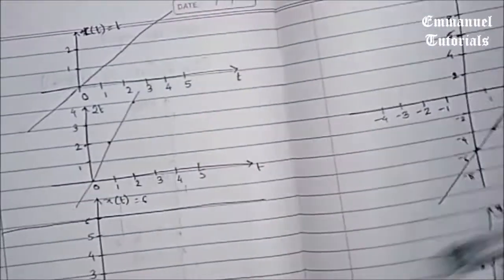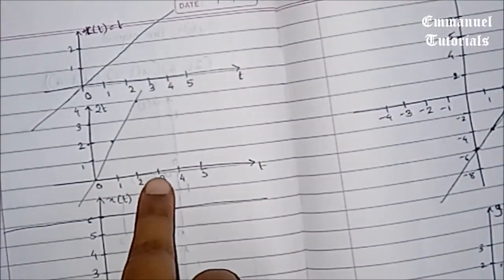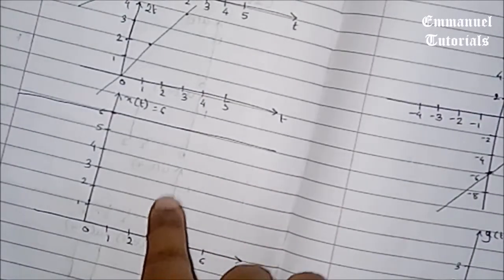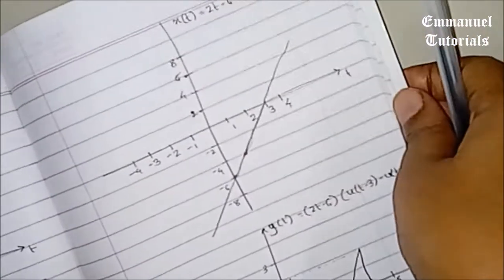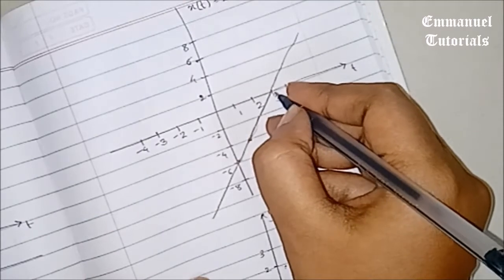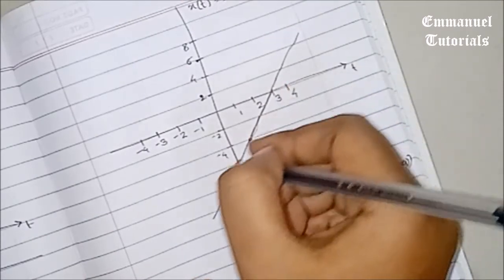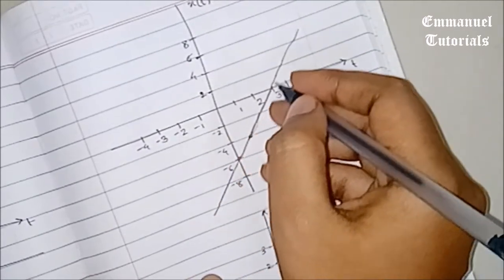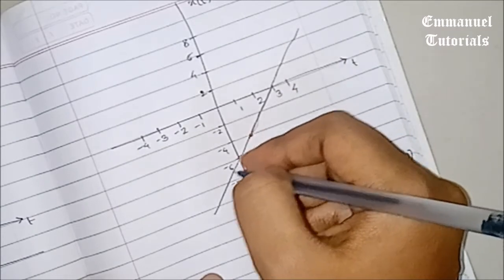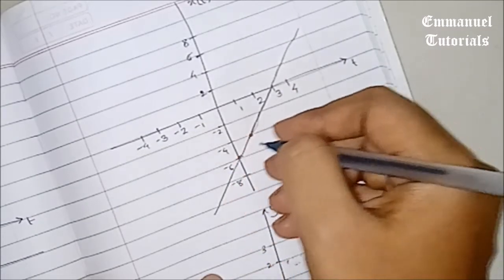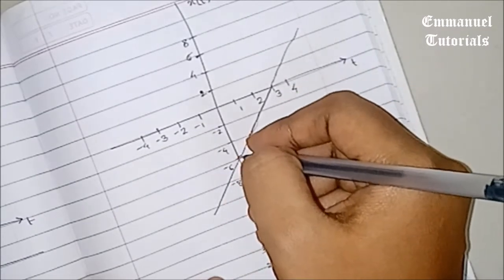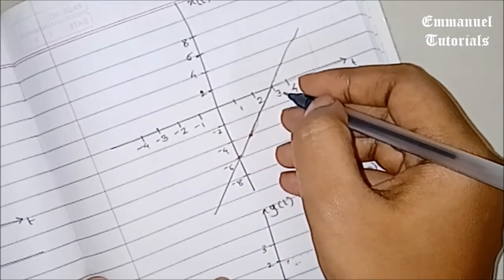Similarly, at 3, the first signal's value is 6, the second signal's value is 6 again, so 6 minus 6 is 0. So this signal will reach 0 at t equal to 3. So this kind of signal is what you will get, which will intersect the t axis and the amplitude axis at 3 and minus 6.